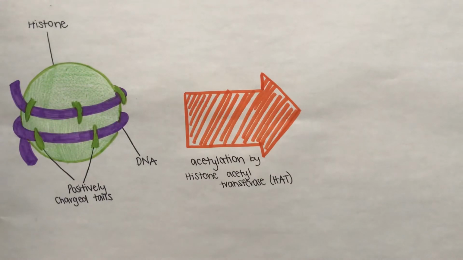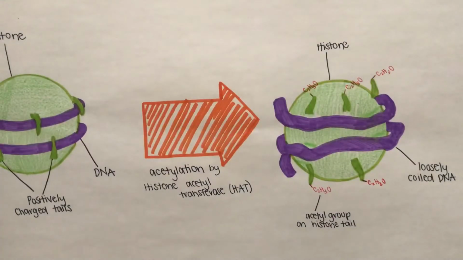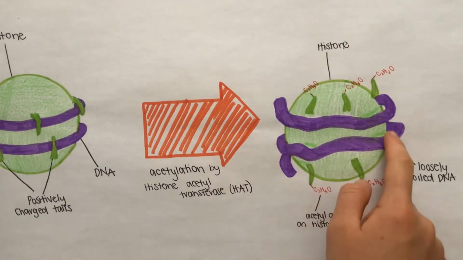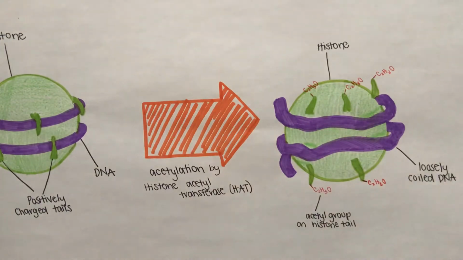In this illustration, the DNA is shown in purple and the histone is shown in green, with the positively charged tails shown in dark green. Histones can become acetylated as acetyl groups are attached to the tails. If this occurs, the histone tails will no longer be positively charged and therefore no longer able to interact with the negative DNA in the same way. The interaction between the histone tails and the DNA will be much looser, as shown here by the loosely coiled DNA, because the positively charged histone tails are no longer able to bind.